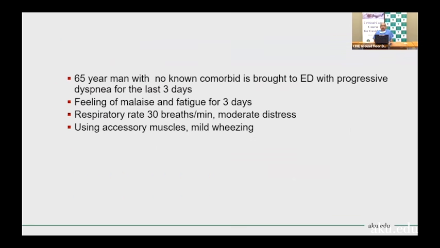So I'm starting my talk with this case scenario, which is not uncommon. It's very common in the unit that you get a respiratory failure patient in an ICU. This is a 65-year-old man with known comorbidities, brought to the emergency room with progressive dyspnea for the last 3 days. He has a feeling of malaise and fatigue for the last 3 days. He has a respiratory rate of 30 breaths per minute and is moderately distressed. He's using his accessory muscles and has mild wheezing when auscultated.